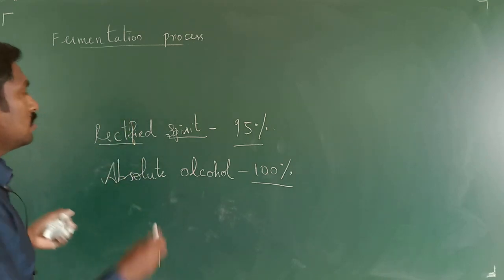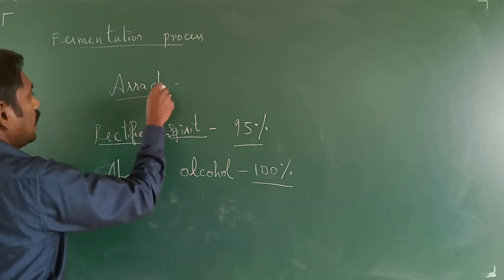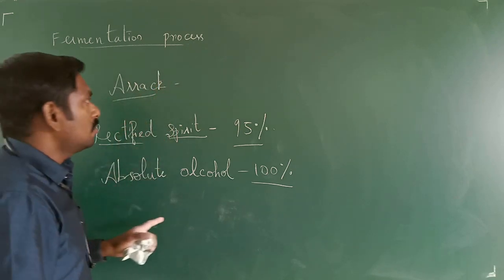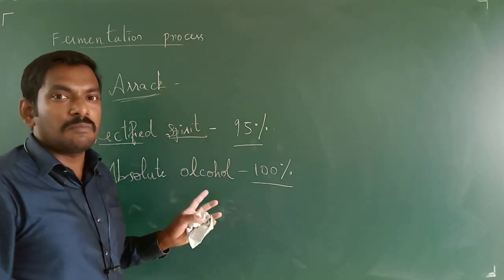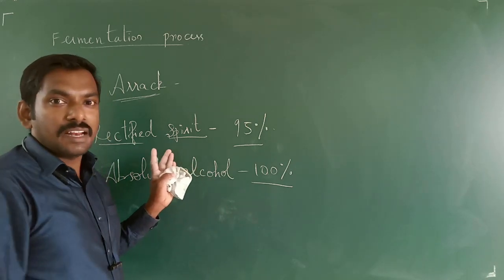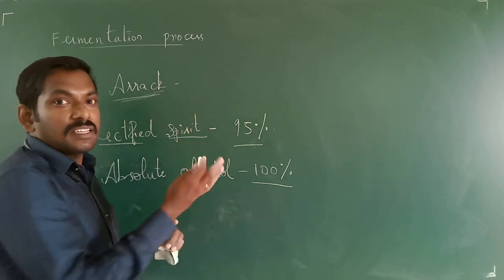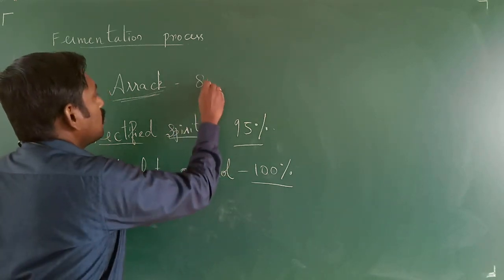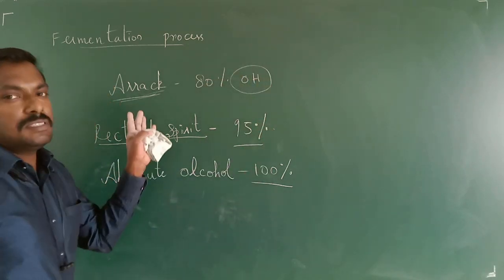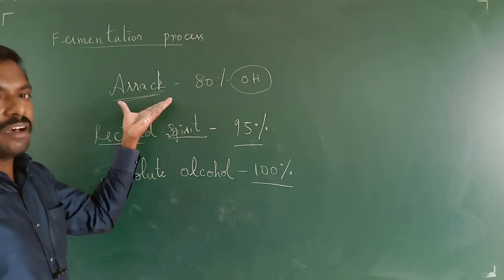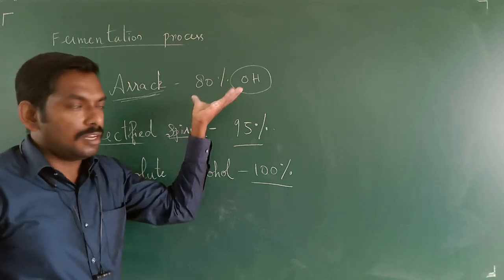In alcohol you might have seen different types, starting from wine. Then you might also see about arak, right? If you ask your parents, they might tell you about the arak shop, colloquially called the arai kadai, right? You might have seen arak in Tamil, they call it patasarak. This arak contains about 80% alcohol, because it is prepared illegally or by permission. This arak contains 80% alcohol.